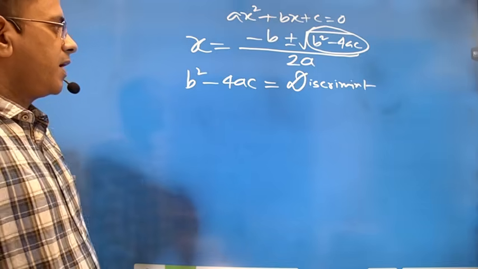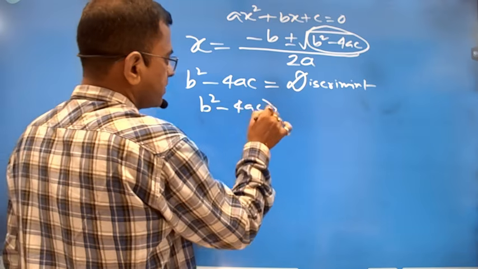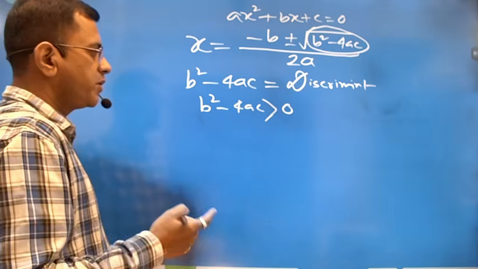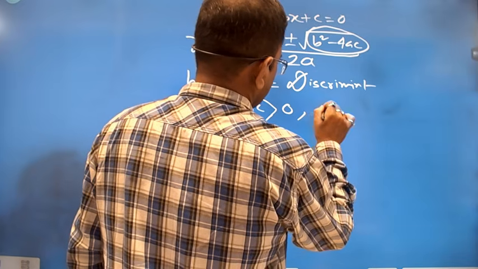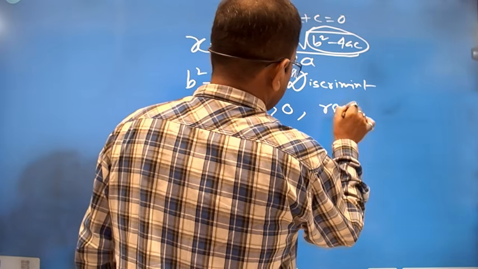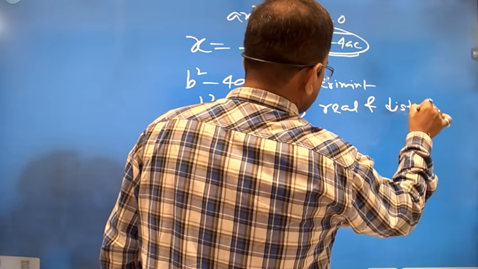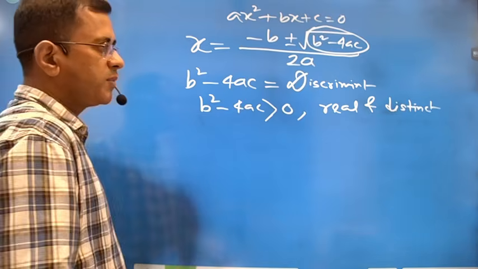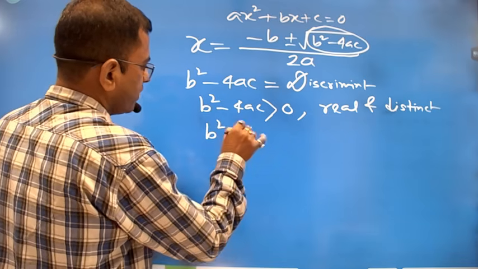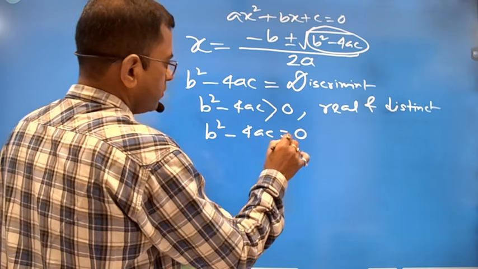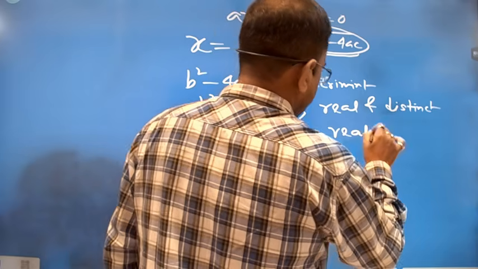If b square minus 4ac is greater than 0, then we are going to get two unequal real roots, real and distinct. Distinct means two unequal roots. If b square minus 4ac is equal to 0, then we are going to get two equal roots, real and equal.